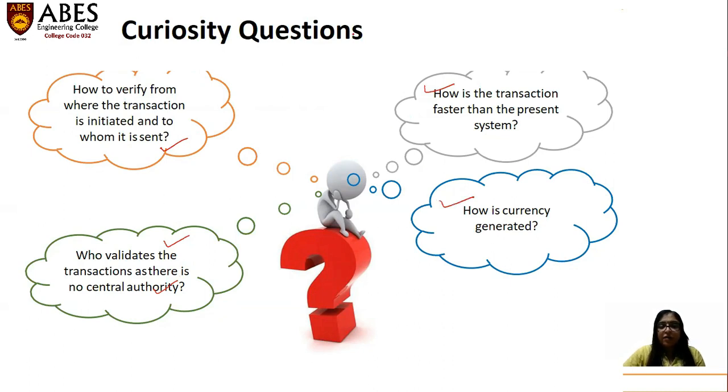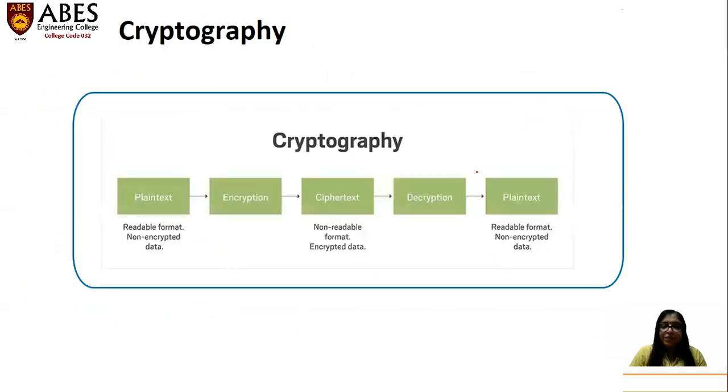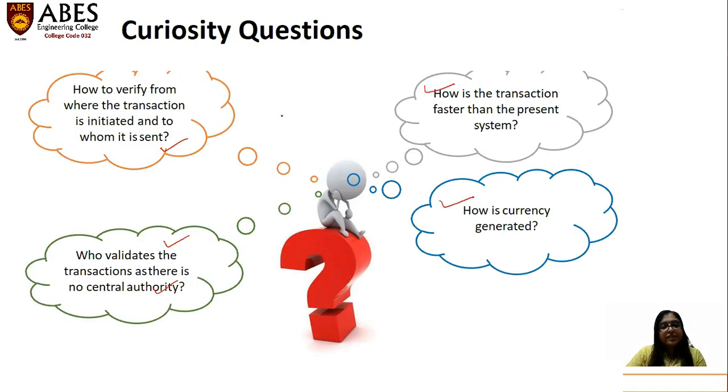Because if there is a bank, no issue, I'm just sending my money to my friend. I just use online banking, and when my friend gets the message from the bank that some amount has been credited, it means obviously that some amount has been credited in his account. But if that central or middleman party is not there, a number of questions come to the picture: who will verify the account, who will validate the account, how is the transaction faster than the present system, and how is currency generated. So these are the different questions. We'll solve these questions in the next lectures.